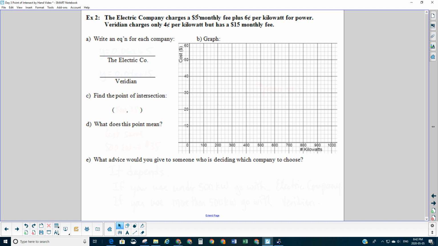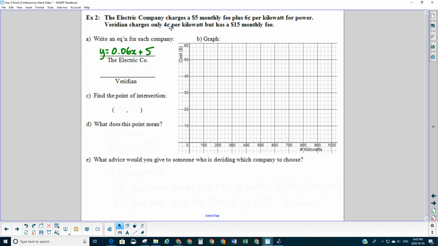So the first one is a $5 flat rate. So that's going to be my B. It's going to be at the end. And the 6 cents per kilowatt, well, I'm going to change that to dollars and say 0.06 dollars, that's 6 cents, per X plus your $5 flat rate.